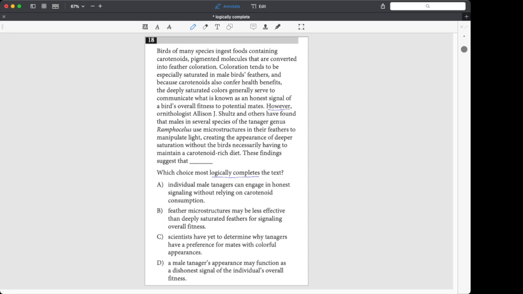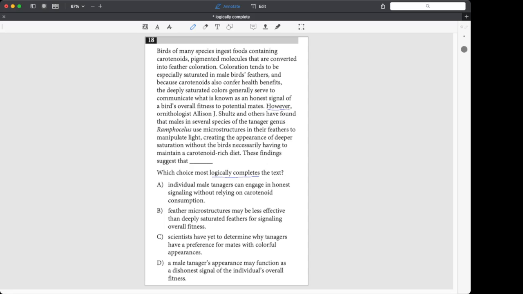These findings suggest... So we know a fact about carotenoids in the beginning. We're like, okay, they're pigmented molecules. They show health benefits. They're from food. So you probably, just like I do, have some ideas bouncing around in your head about what these things are. It's enough to know that you don't have to memorize exactly what it is. Then we shift to Allison, right? And they've found that basically certain birds can create the appearance of this without eating the food. So it's kind of like appearance, not reality.